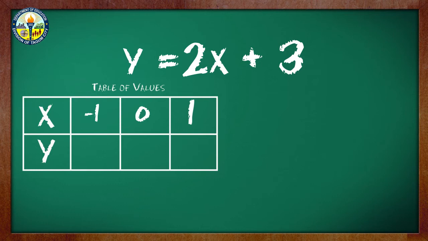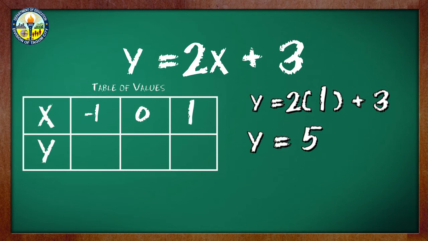What is y when x is 1? Using the equation y equals 2x plus 3, we will substitute x with the given value 1. Then simplify. So, y becomes 2 times 1 plus 3, which is equal to 5. Therefore, the y value is 5.